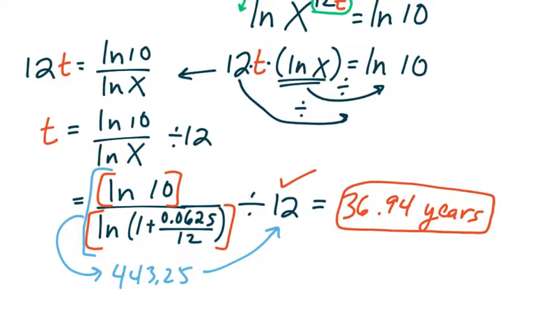Our interest rate was kind of medium low, but I think because we started with such a low amount of only $100, that's why it took so long. But that's how you're going to make money equations work. That's how you can solve for time.